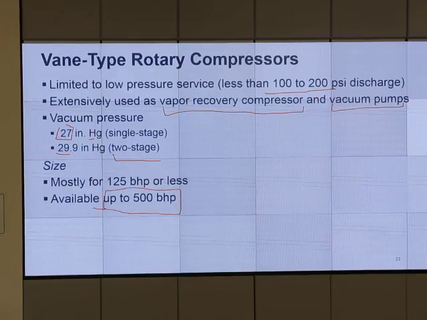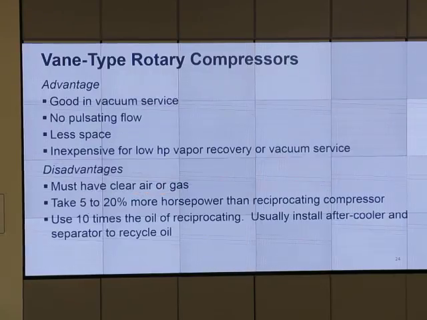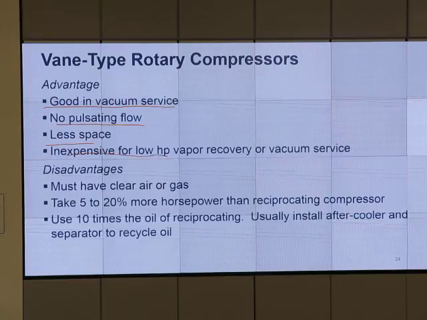How do we know which horsepower we need? We have to do some calculation. Remember the equation that is given in the exam? It is on the first 3 pages. So that's a vane compressor. The comment is it's good in vacuum service, and it doesn't have pulsating flow. We don't use reciprocating action, pushing back and forth, right? So it comes continuously. Less space, inexpensive for low horsepower vapor recovery unit.